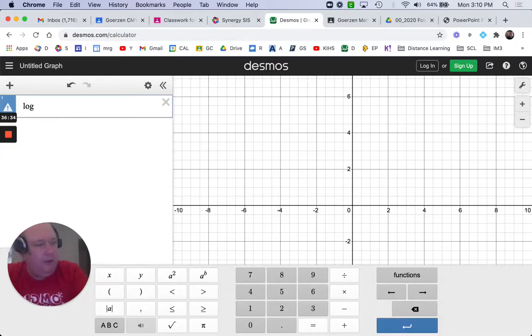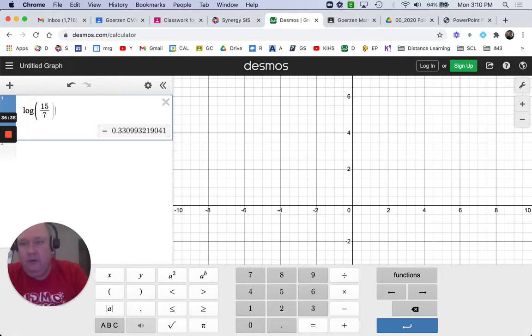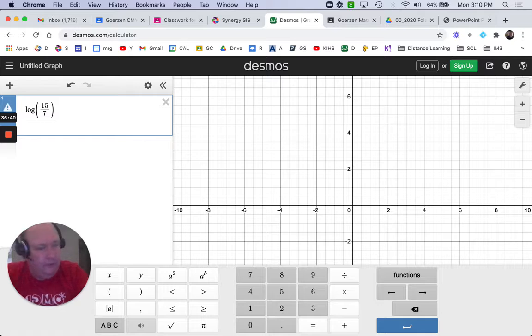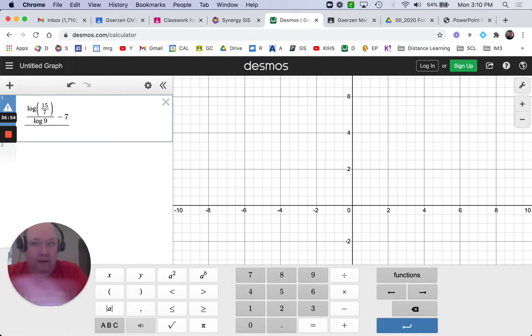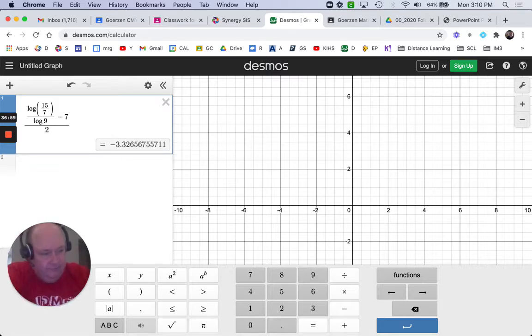So I'm going to start with log 15 over 7 divided by log 9. Move the cursor. Subtract 7. Oh, and then I'm going to highlight it and divide over everything. There you go. So I highlighted and then divide everything by 2. So you get negative 3.327.